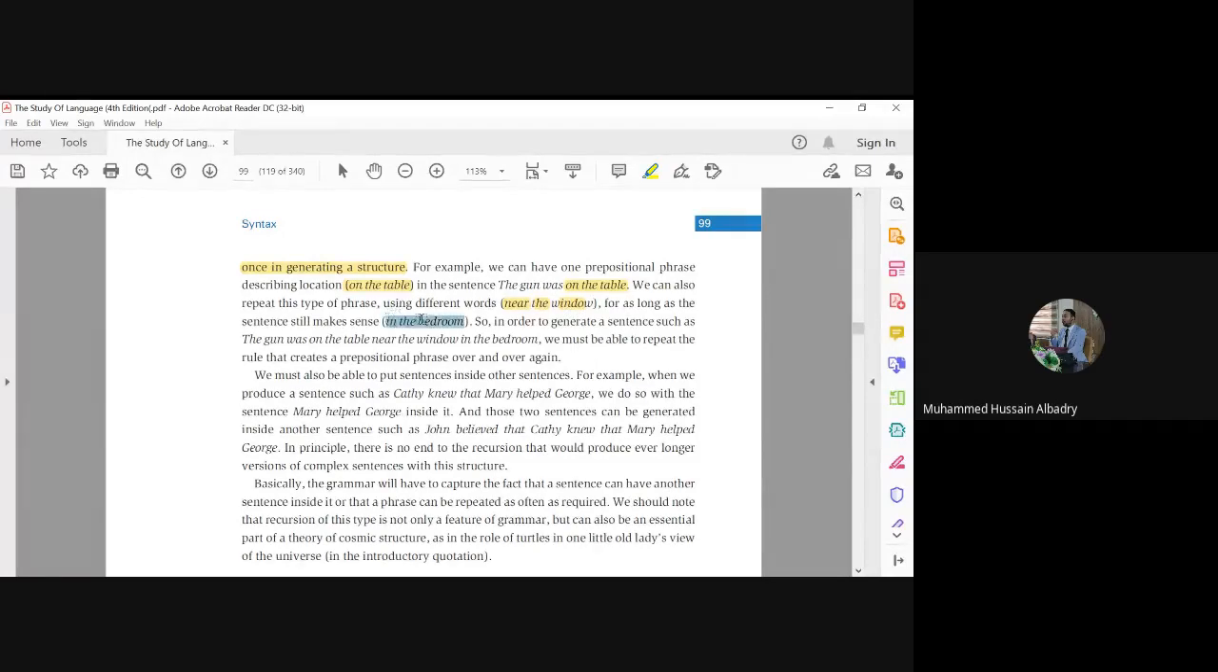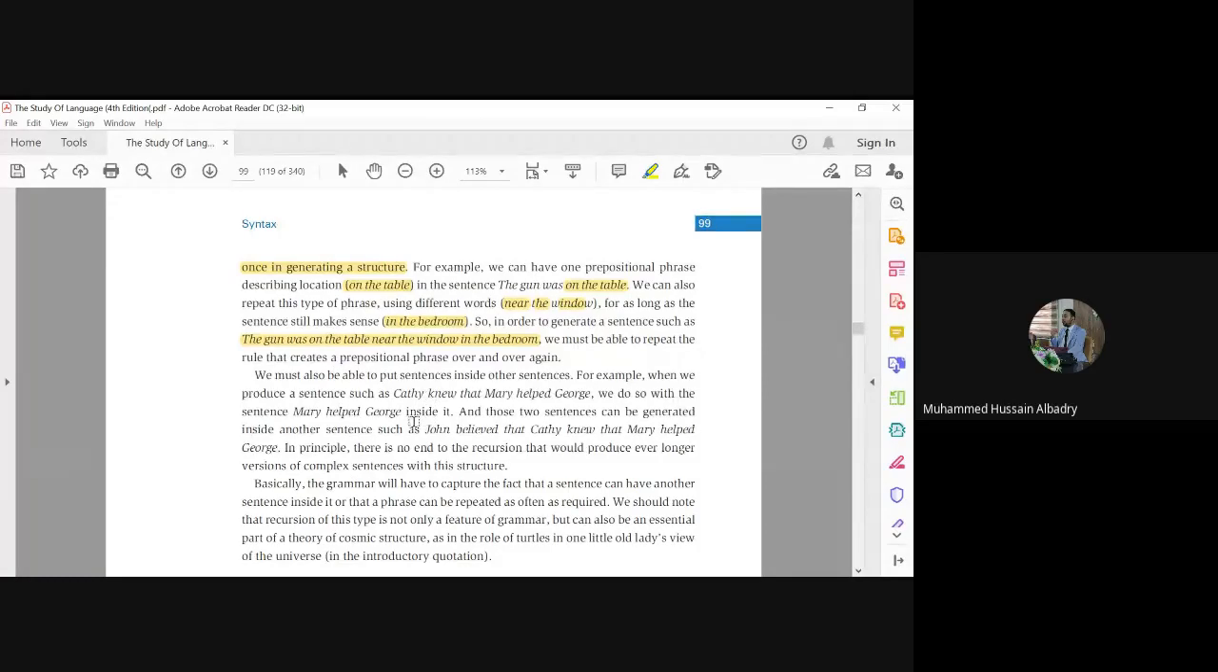Also in the bedroom. Preposition, article, noun. So the same rules can be repeated in order to generate a sentence such as, we can put them together. The gun was on the table near the window in the bedroom. You see? The same rule here. Prepositional phrase is repeated in one sentence. We can here say that, repeat it again and again.